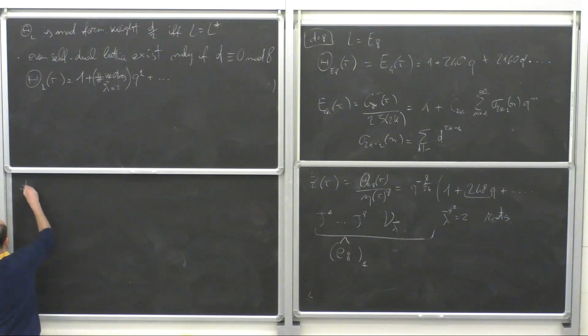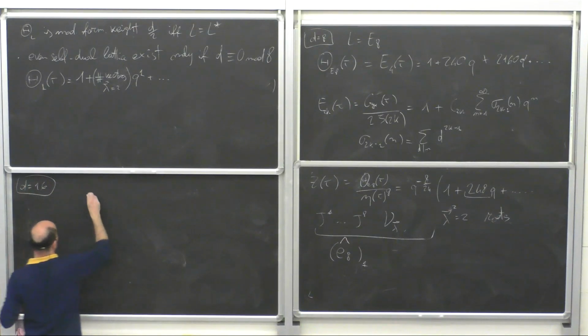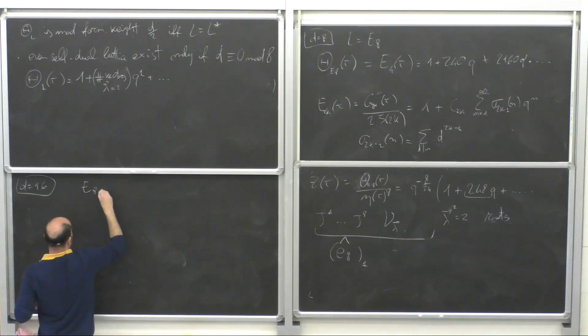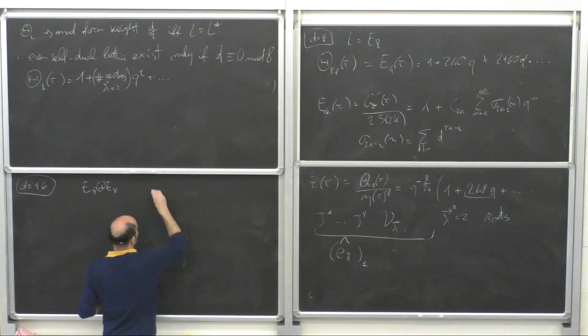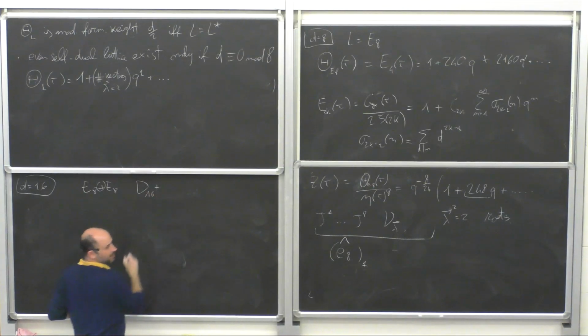So you have d equals 16. You have two unimodular lattices, which are E8 plus E8, essentially, so two copies of E8. And then you have one which is called D16 plus.